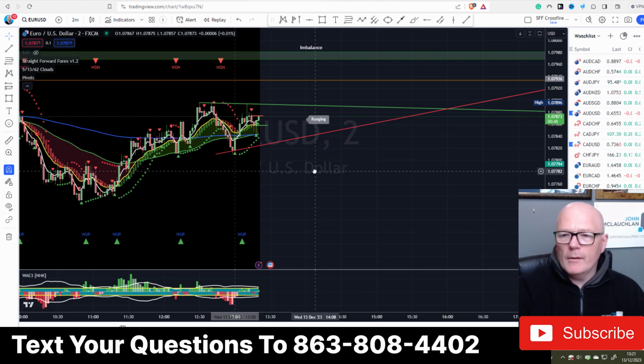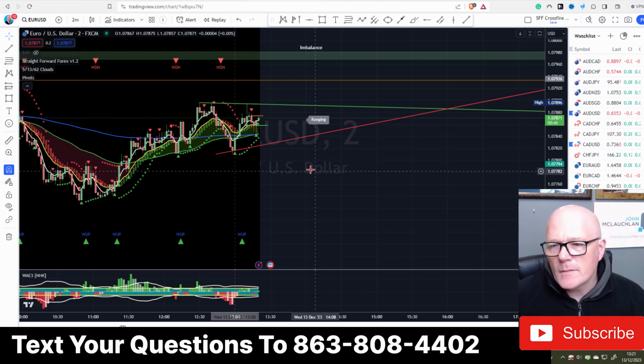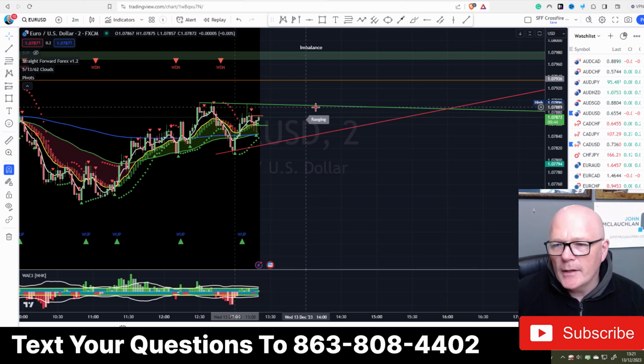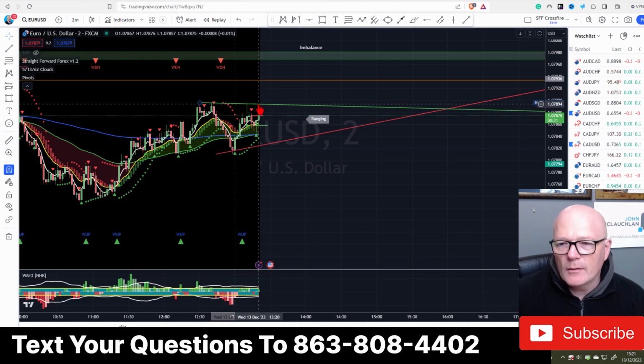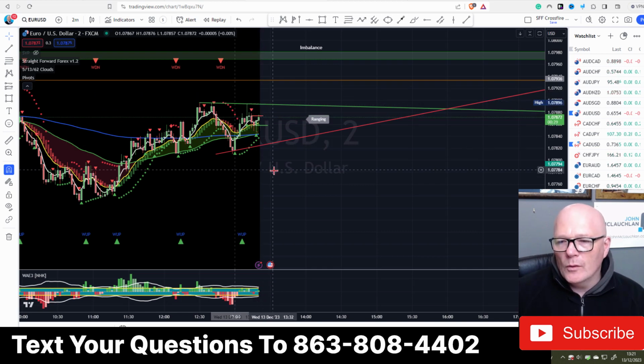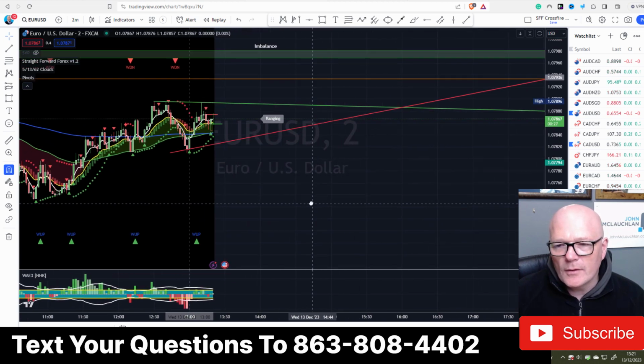Euro USD is in no man's land. When I say no man's land, this area here in this kind of wedge, because what you've got is support and resistance in both directions. Price really needs to break out to the upside or to the downside for us to consider anything.